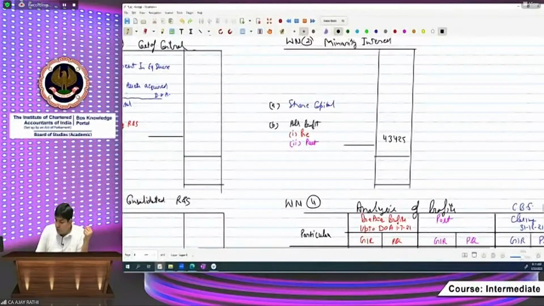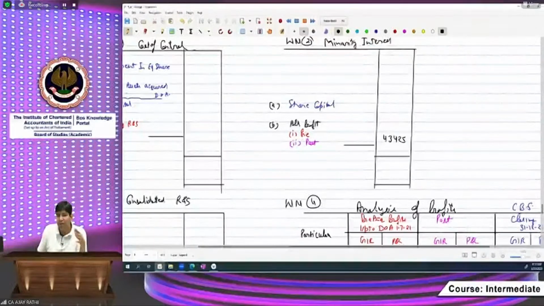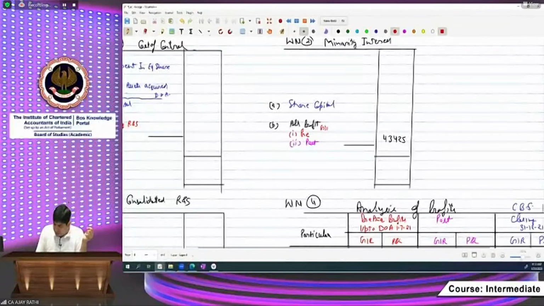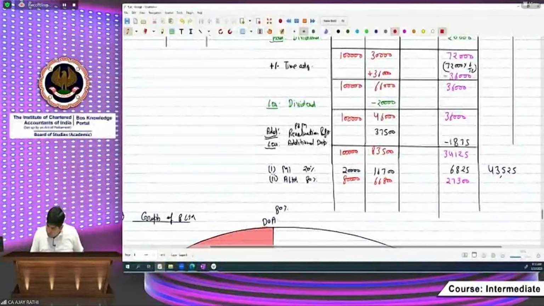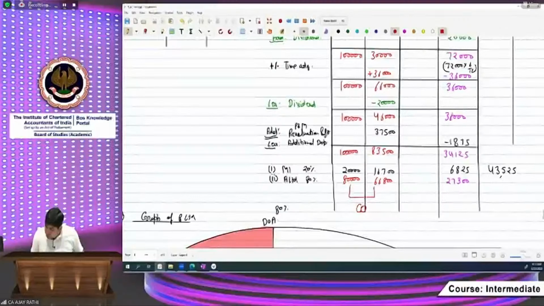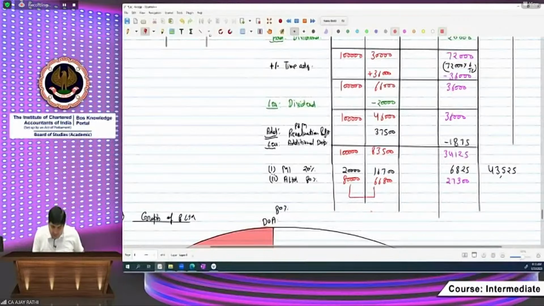Although there is no need to keep showing these pre and post separately for the minority, because that profit doesn't belong to us, that can be shown directly in the total figure. Otherwise, you can show with detail, general reserve, then profit and loss, and then all. I'm not showing here. Okay, beta. Now the point is there. Such belongs to cost of control, COC. Okay, such belongs to COC.